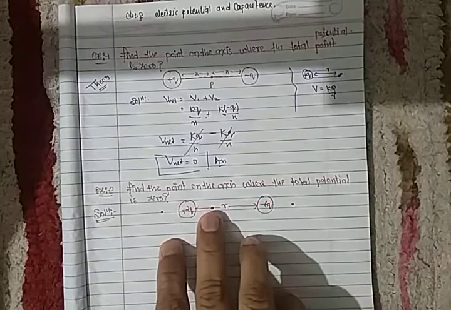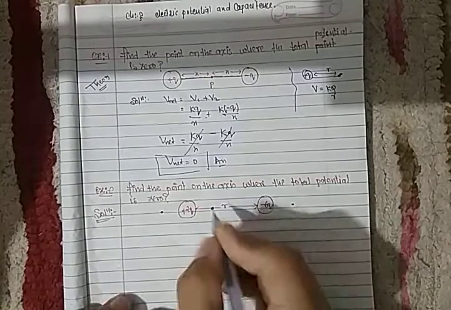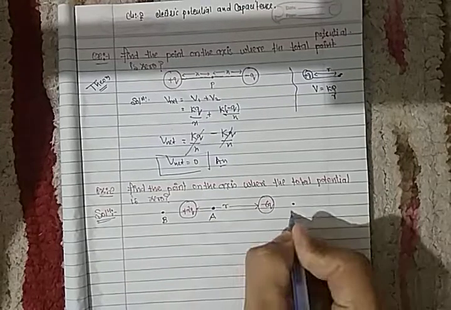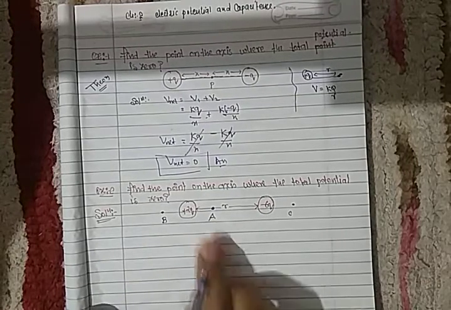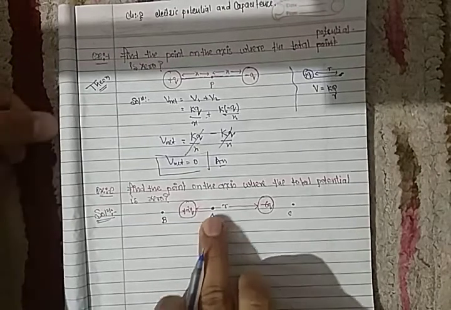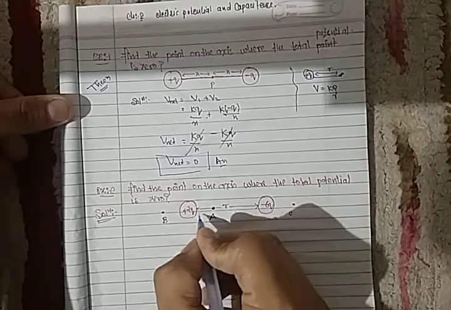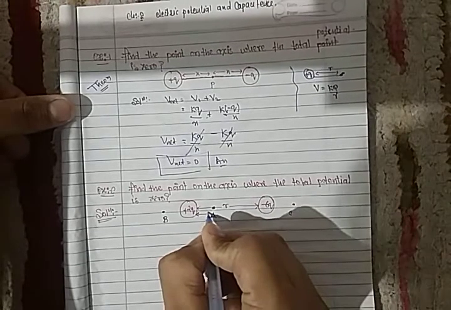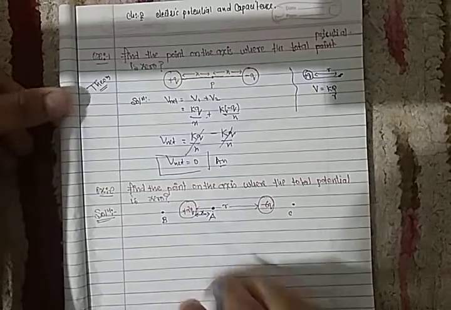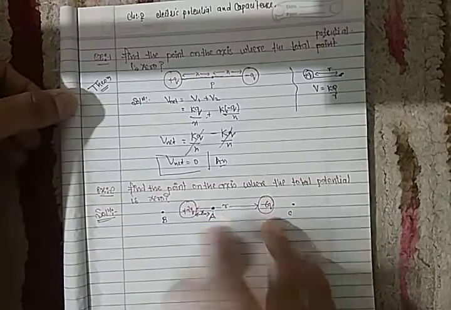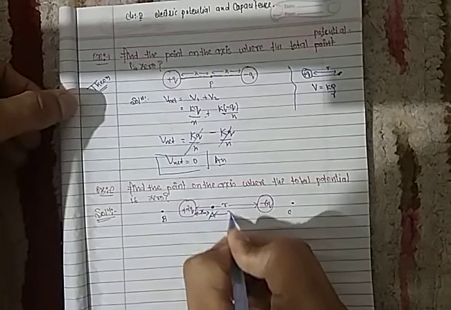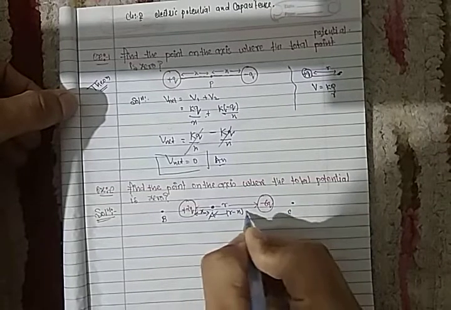I am solving for, suppose, this is point A, this is point B, this is point C. So I am solving for point A. From this point A, the distance to the charge is x. So what is the remaining distance? Total is r, this is x, so the remaining becomes r minus x.